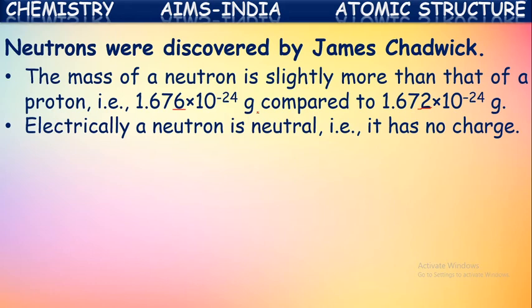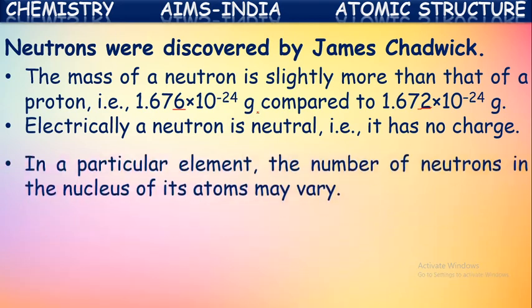Electrically, a neutron is neutral. That means it has no charge. Neutrons are chargeless particles, electrically neutral particles, whereas electrons have negative charge and protons have positive charge, but neutrons are electrically neutral. They do not possess any charge.